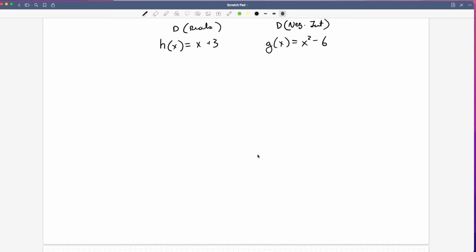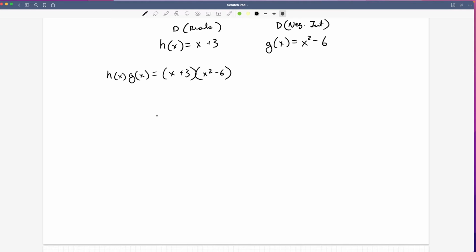And we're going to do what we normally do. We can use the distribution or we can use the stacking method. Whichever one you want to use works well. But we're going to write it differently. We're going to say h times x times g times x, and that's going to equal x plus 3 times x squared minus 6.